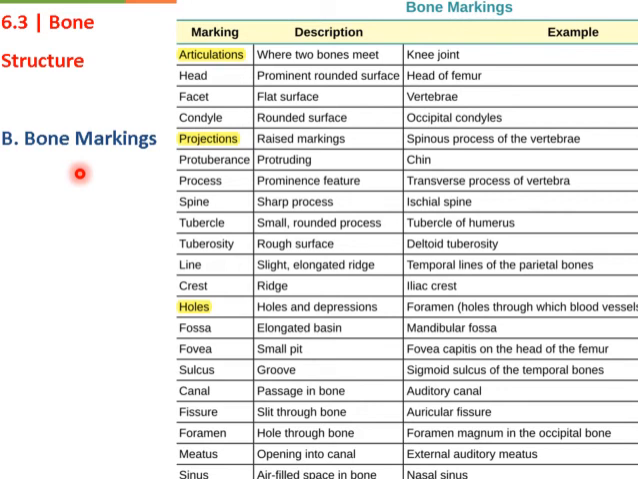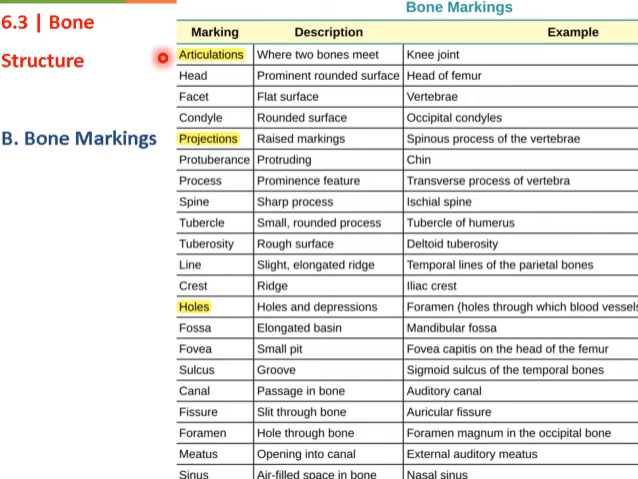In terms of bone marking, there are three general classes of bone marking. We have articulation, we have projection, and we have holes. Now, the articulation is where two bone surfaces come together; articulus means joint. Now, these surfaces tend to conform to one another, such as one being rounded and the other cupped, to facilitate the function of the articulation.